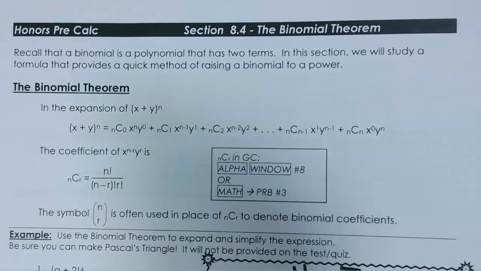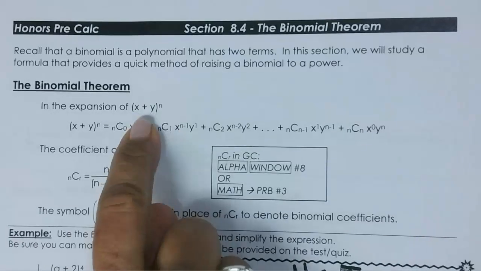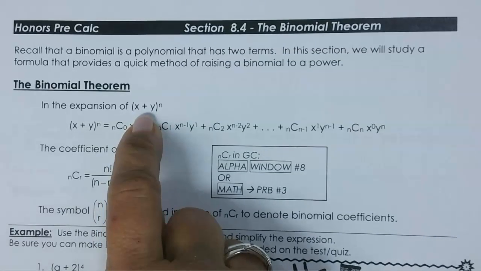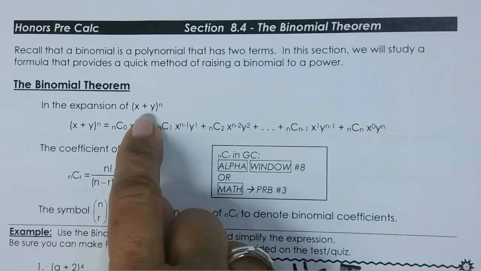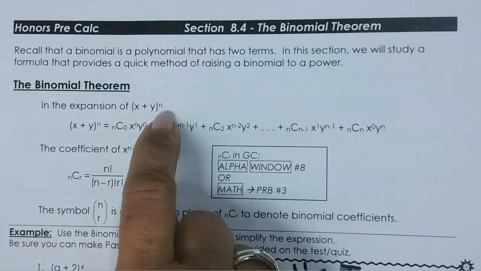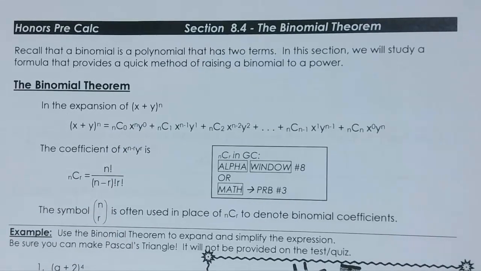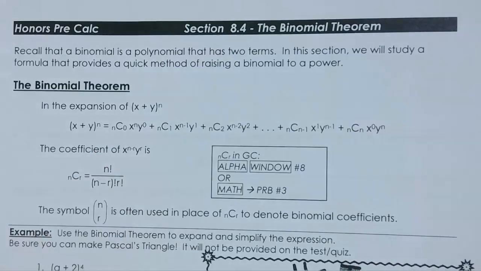And in this section, we're going to study a formula that provides a quick method of raising a binomial to a power. So here's an example of a binomial, x plus y. And we would have to use the expansion of that binomial if we have something like x plus y to the nth power. Well, it turns out that when we have x plus y raised to some value n, each of the terms has three different components to it.